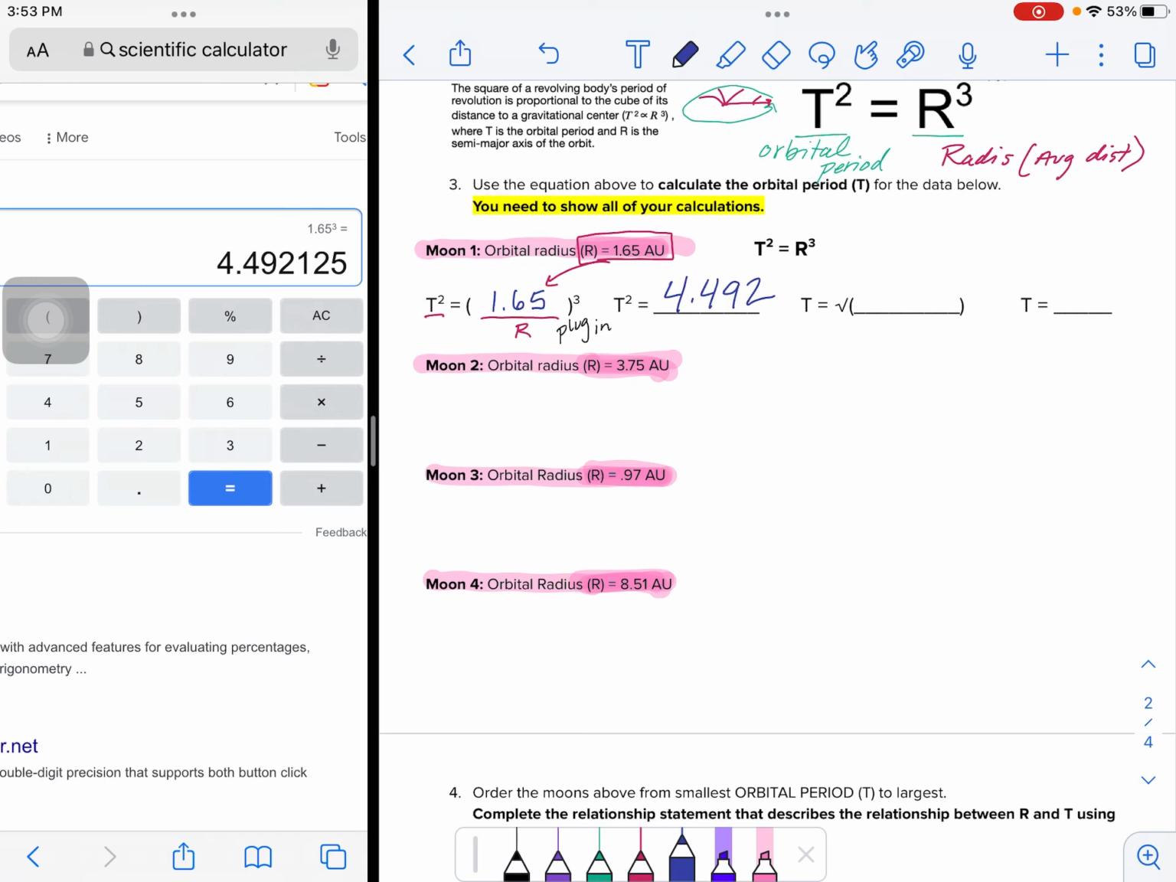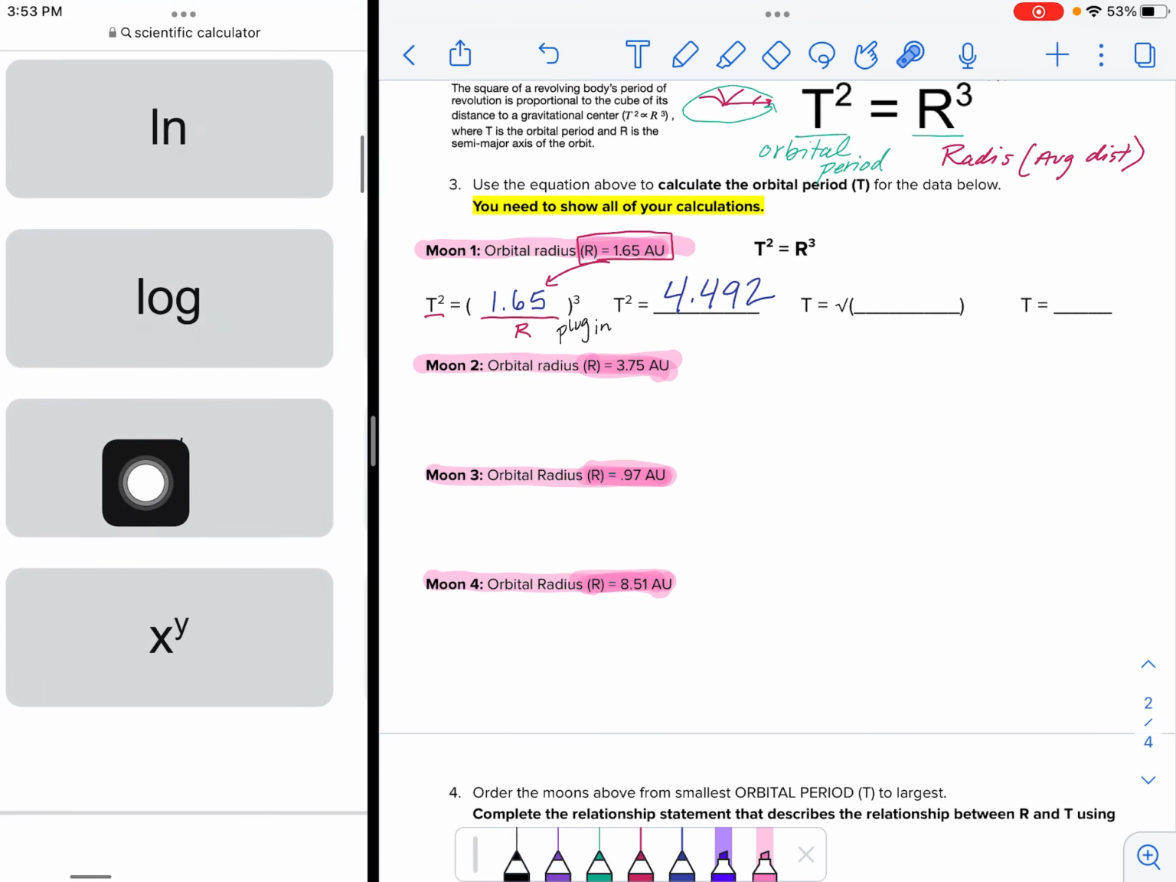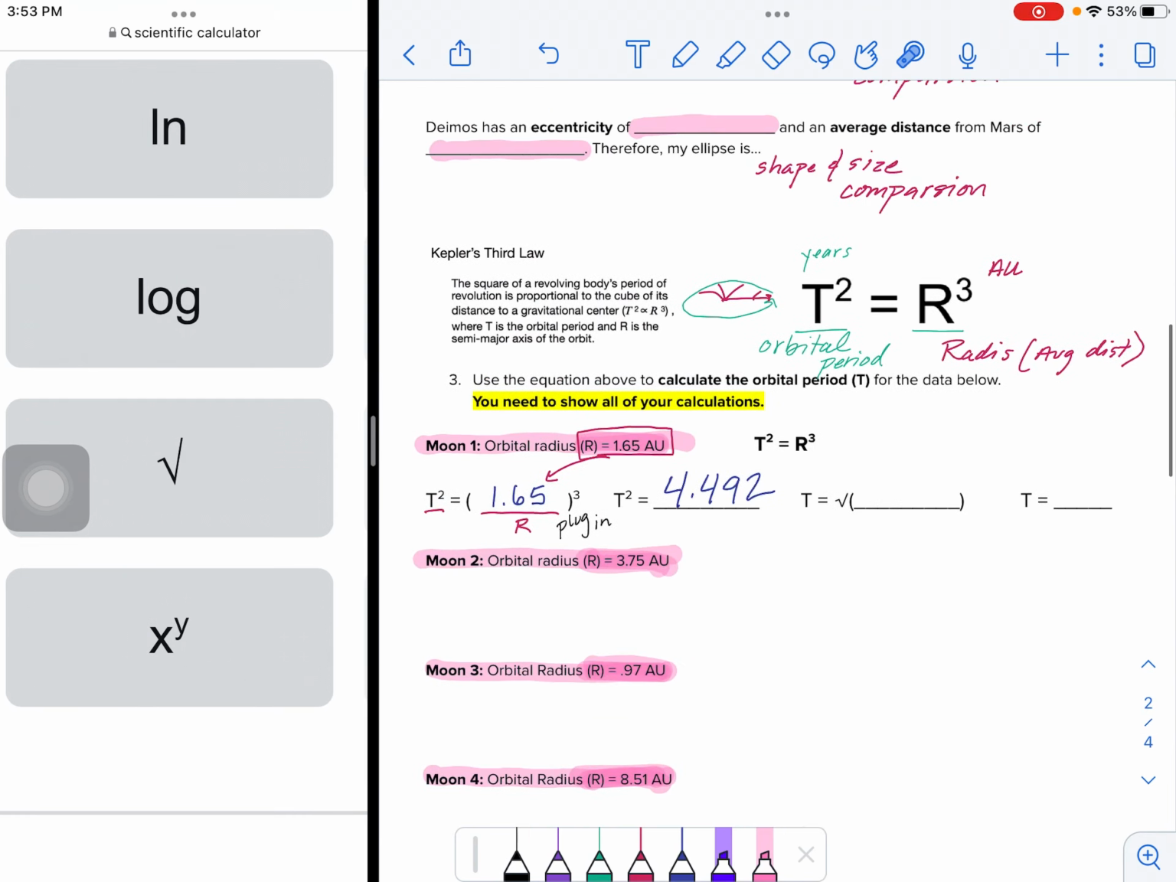So now that I have my new value for R cubed, I'm down to T squared equals this number. But I'm not finished because I need T all alone. T is still squared here. So again, the other button we were working with on the calculator was this one, the square root. And the square root reverses the square. So here, looking at our formula, I've got T by itself, and I want to take the square root of this new number I just calculated, 4.492.